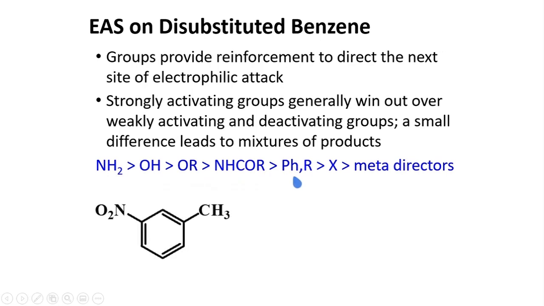For example, if you have this compound, m-nitrotoluene, and you want to add another substituent by electrophilic aromatic substitution, which substituent will direct the next site of addition? In our sequence, the alkyl group is here and the meta director is here. So the alkyl group will win out. It will be the directing group. The addition will be at the para and ortho positions relative to the methyl group.